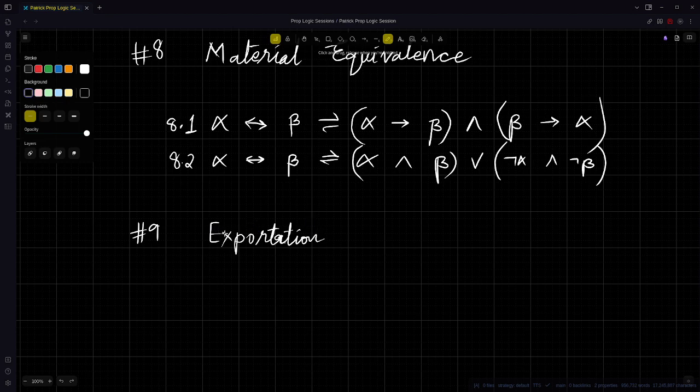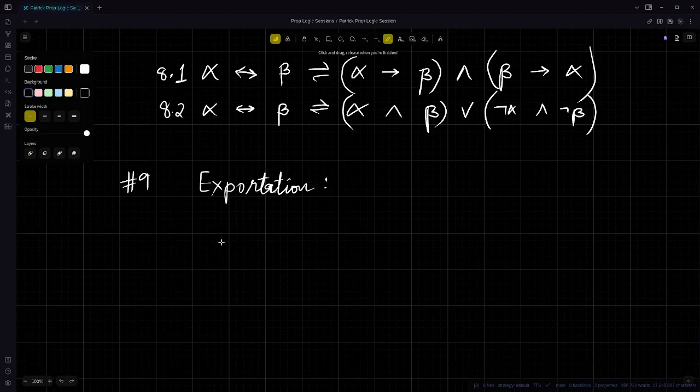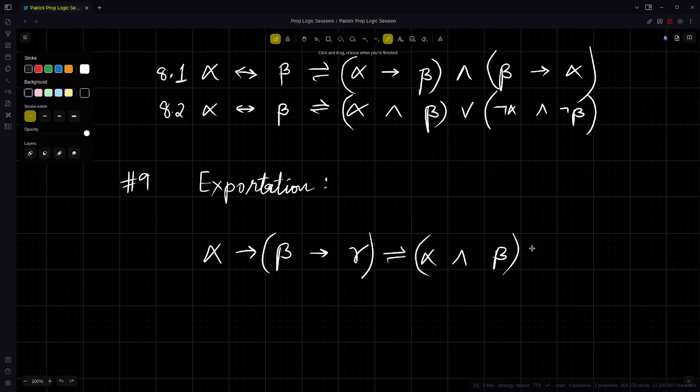Exportation. This is a bit interesting. Exportation takes the form: alpha implies (beta implies gamma) is logically equivalent to (alpha and beta) implies gamma. Okay?